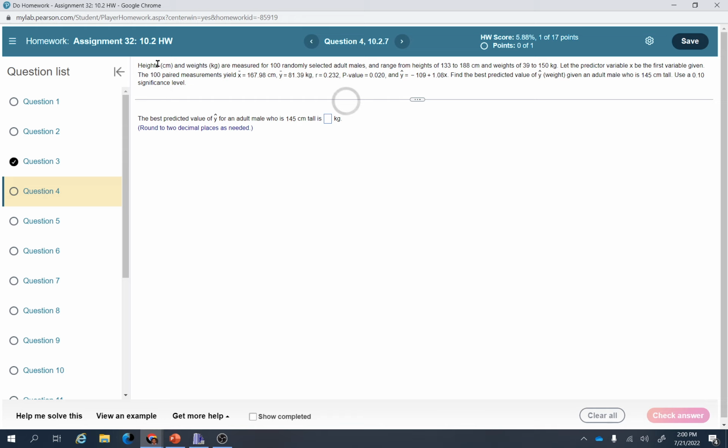Okay, so next question, the same thing. There is a relation between height and weight. The data is given for height and weight for a sample size of 100 randomly selected adult males.